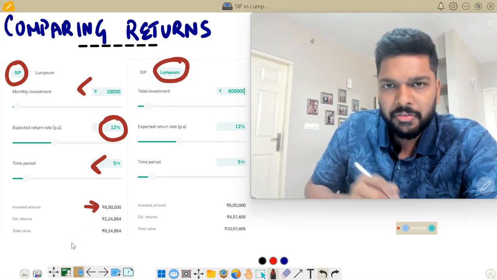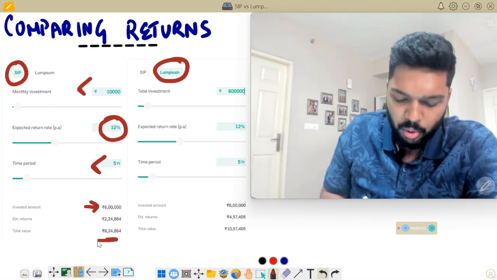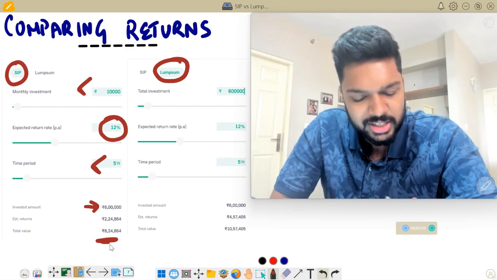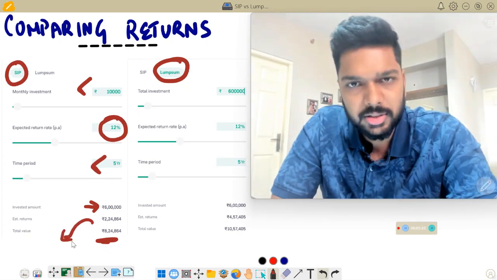And at the end of the 5th year, my investment value as per this particular table is around 8.25 lakhs, of which 6 lakhs is my cost and the remaining 2.25 lakhs is my returns in value.